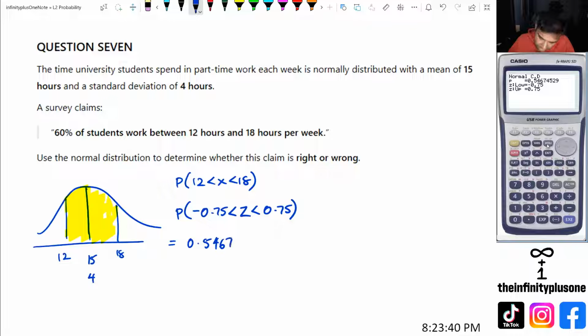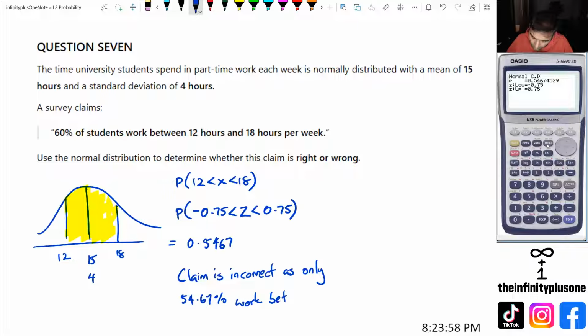0.5467. So once again, claim is incorrect, as only 54.67% work between 12 and 18.